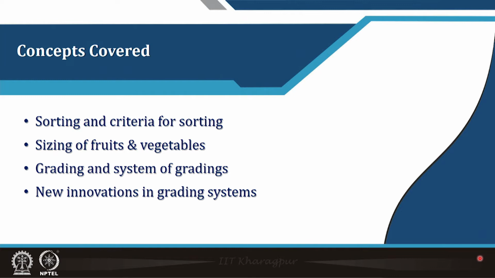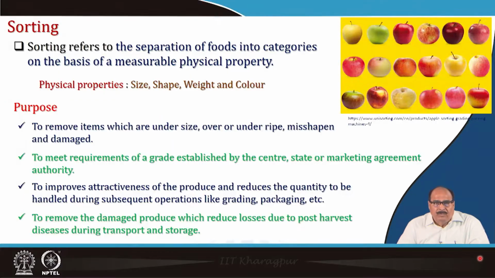In this 17th lecture of the course, we will study sorting and grading practices and protocols for horticultural produce. The topics covered include sorting and criteria for sorting, sizing of fruits and vegetables, grading and the various grading systems used for produce, and toward the end, some new innovations and developments in the grading of fruits, vegetables, spices, etc. So, let us see first what sorting means.